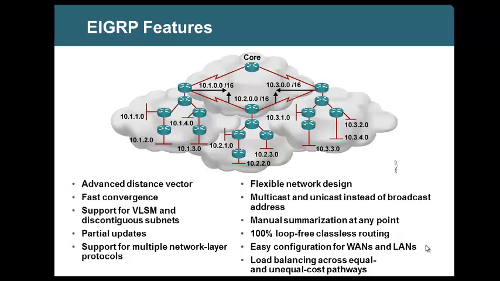EIGRP will not use broadcast because broadcast is bad. EIGRP's multicast address is 224.0.0.10. So only multicast addresses are used in order to talk to many, and unicast addresses are used to talk to a discovered neighbor. To unknown neighbors it is multicast, to the discovered neighbor it is unicast.